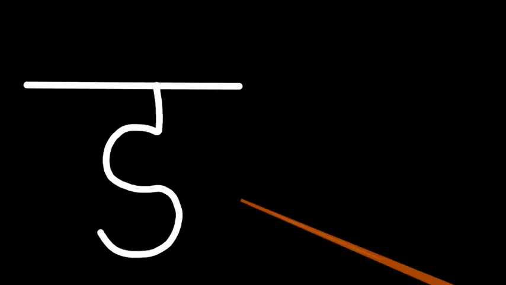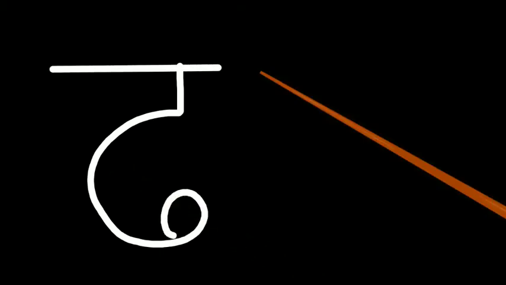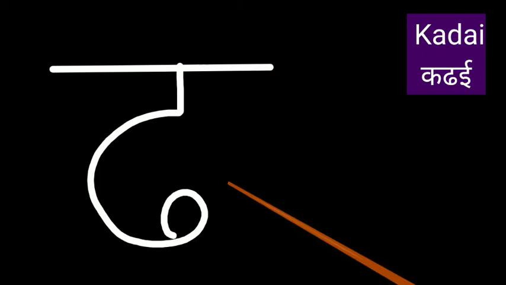Next letter is D. Small standing line or vertical line, join with S and a horizontal line on the top. It's called D. Its word is s, d, k. See spellings also. After D there is a D. Small vertical line and join with a small big half circle and inside circle and a horizontal line on the top. It's called Dh.